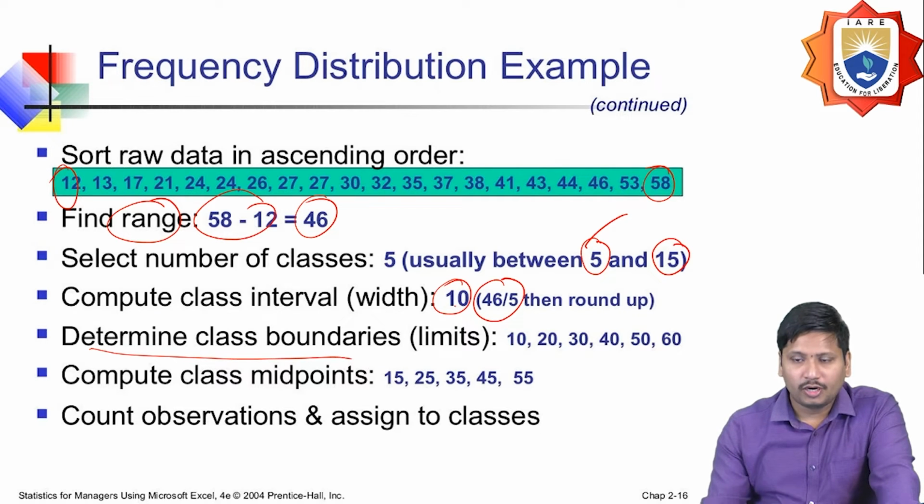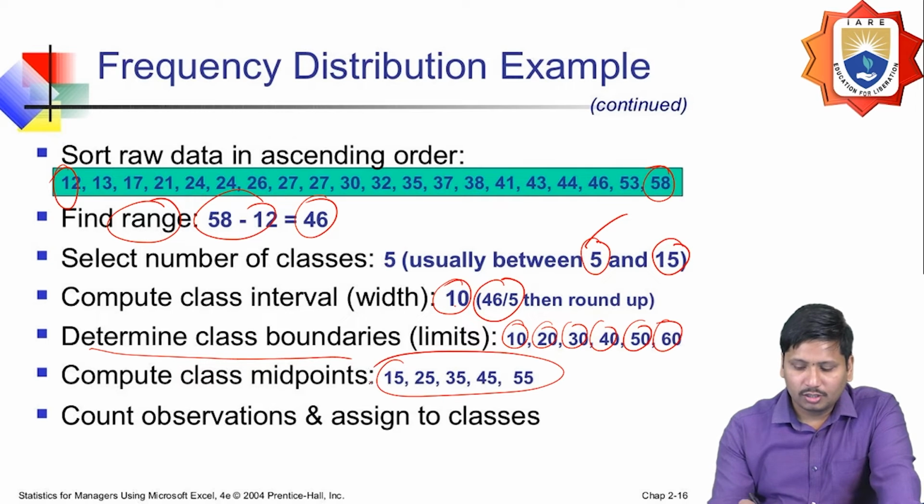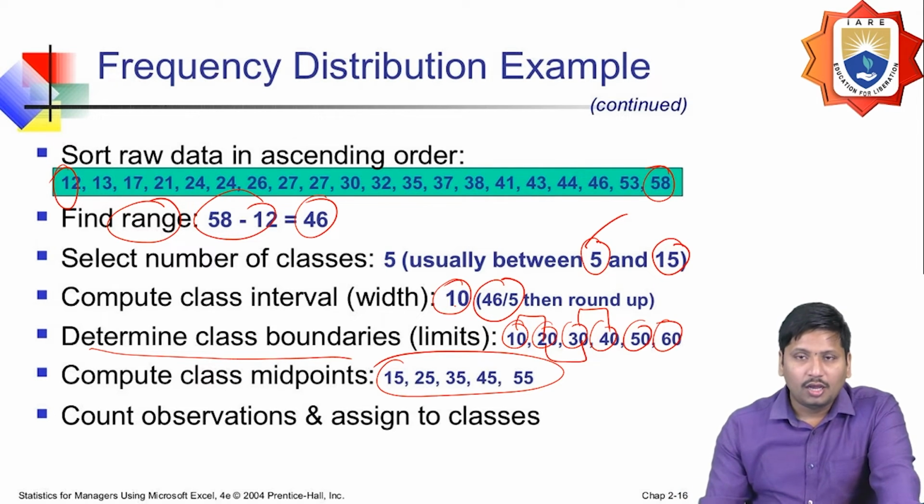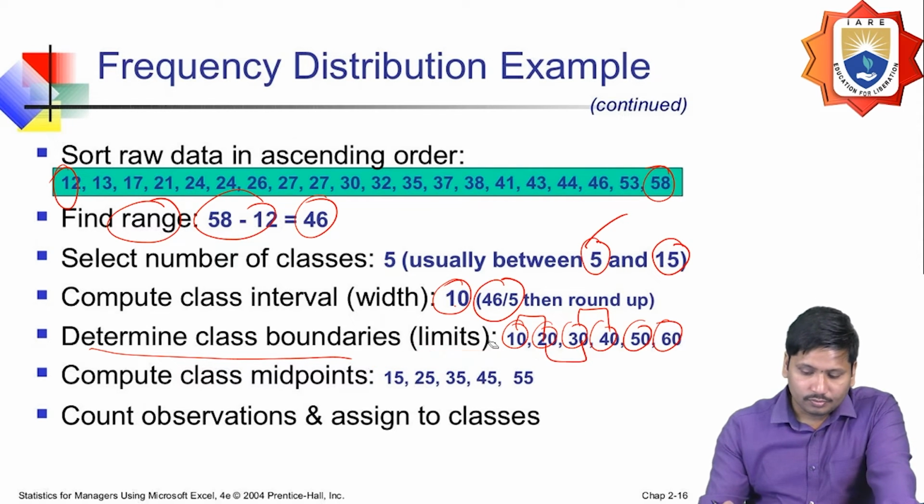So the limits I have to identify. The limits should be 10, 20, 30, 40, 50 and 60. These are the limits I have to choose, and compute the midpoints here. So midpoints in between the two values. So 10 and 20 midpoint is 15, and 20 and 30 midpoint is 25. And then finally count the observations and assign the values here, right?